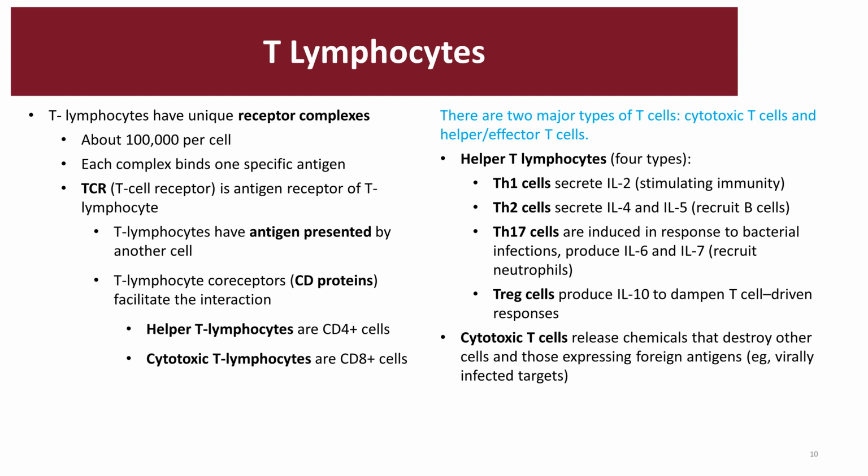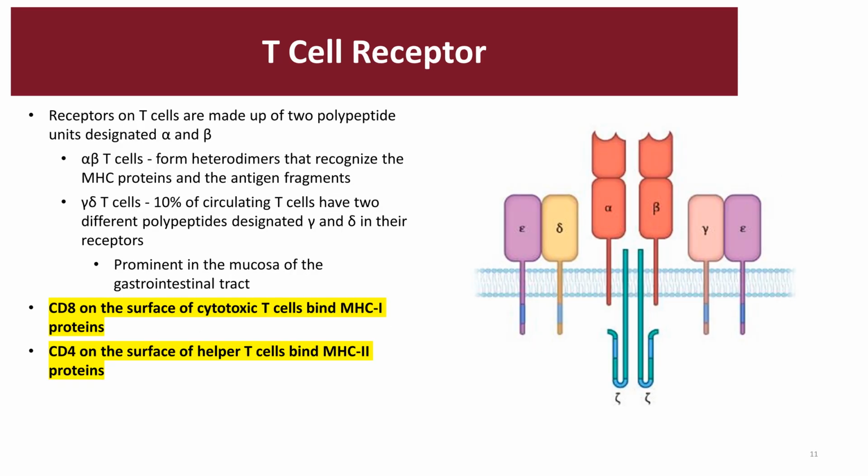And then the last type of T cell is the cytotoxic T cell, which releases chemicals that will directly destroy cells that express a foreign antigen. T cell receptors. The receptors on T cells are made up of 2 polypeptide units, the alpha and beta. Hence, you'll see the alpha beta T cells. They form this heterodimer, which means there are 2 different parts. They recognize the portion of an MHC protein and the antigen fragments on it. Gamma delta T cells are about 10% of circulating T cells and have 2 different polypeptides. They're only found inside the mucosal layer of the GI tract.